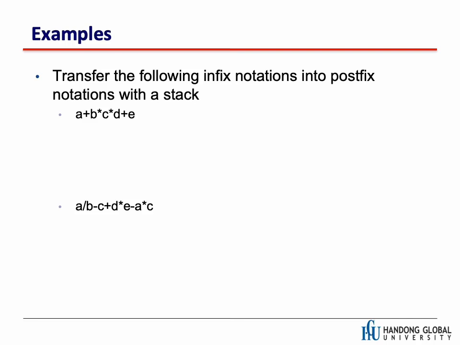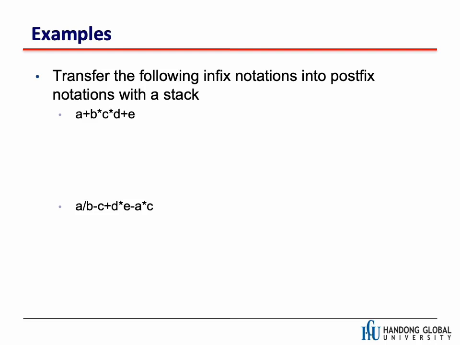Okay, next we have A slash B minus C plus D times E minus A times C. In this case, in the output we have A, and we push slash. Then in the output we have A B, and the minus is not higher than slash, so we pop the slash. So we have A B slash, and we have a minus in the stack, and then we meet C, so we have A B slash C, and the plus is not higher than the minus, so we pop minus, and then we push plus. So we have A B slash C minus, and D E star.